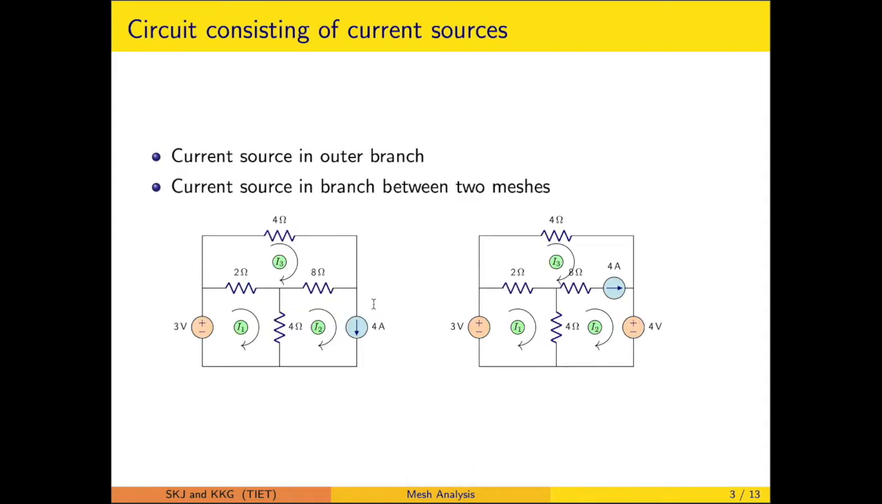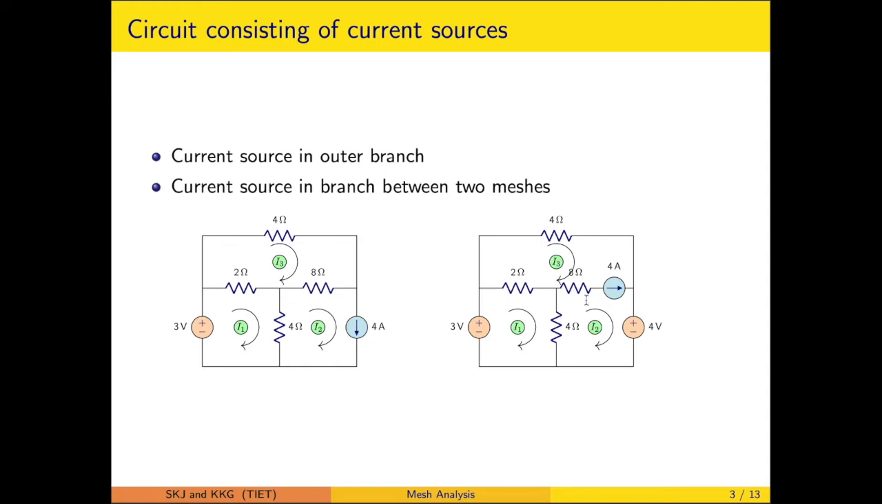So current source in the outer branch. This is a circuit where the current source is in the outer branch. In this, the mesh current is associated directly with the current source. The second case is the presence of a current source in a branch between two meshes. This is a branch which is common between the meshes, let's say I2 and I3.